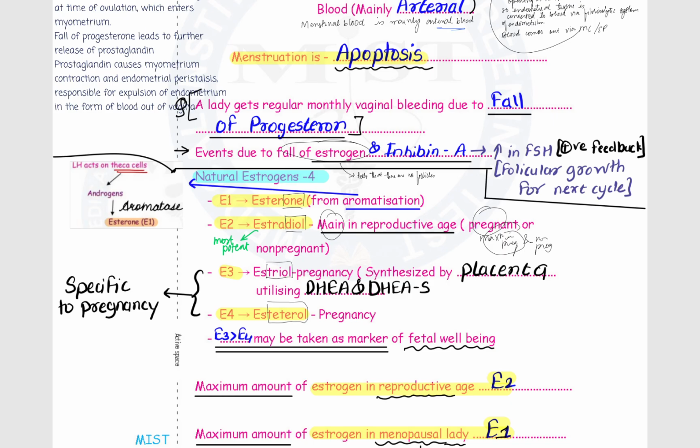Okay. Now E3 estriol, it is only during pregnancy, which is synthesized by the placenta using DHEA and DHEAS. So estriol is during pregnancy, and estetrol is also during pregnancy. It is synthesized by the placenta, and it is specific to pregnancy, E3 and E4. Now E3 is more than E4. If E3 is more than E4, it may be taken as a marker of fetal well-being.